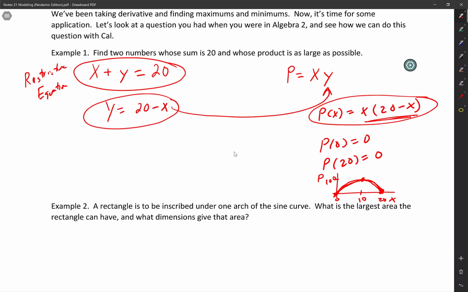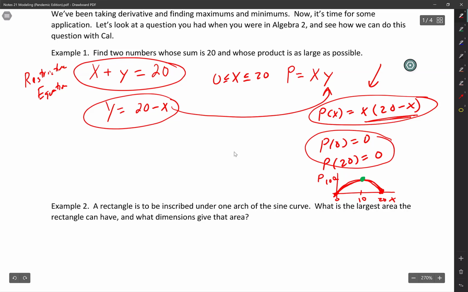And when you were in algebra, maybe you graphed this graph, and then you just said, where's the maximum of that graph? Well, the maximum of that graph is where this green dot is. And that's it. But we're in calculus now, and we can figure this out without graphing. We could figure it out by knowing the restriction, that x has to be between 0 and 20. And because P of 0 is 0 and P of 20 is 0, if I get a critical number, it must be my max.